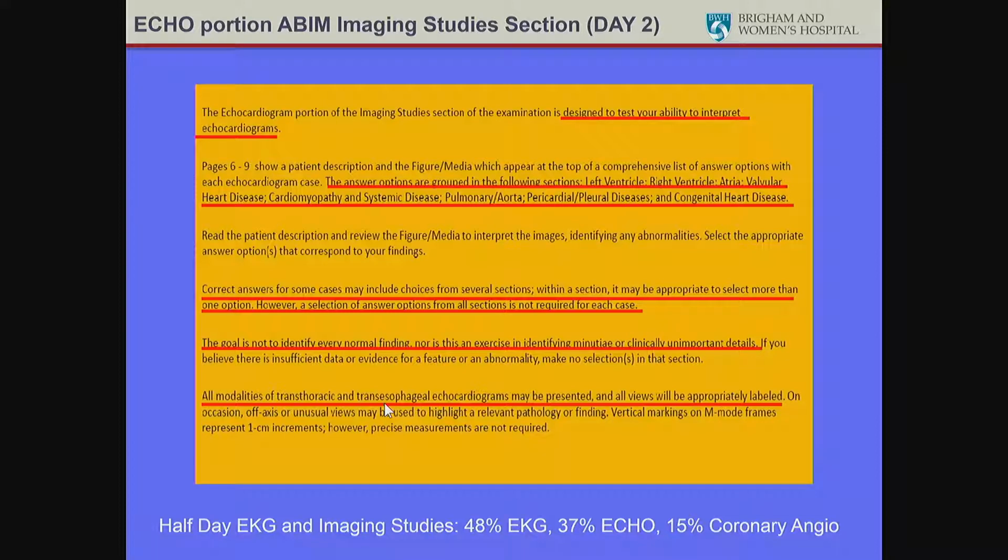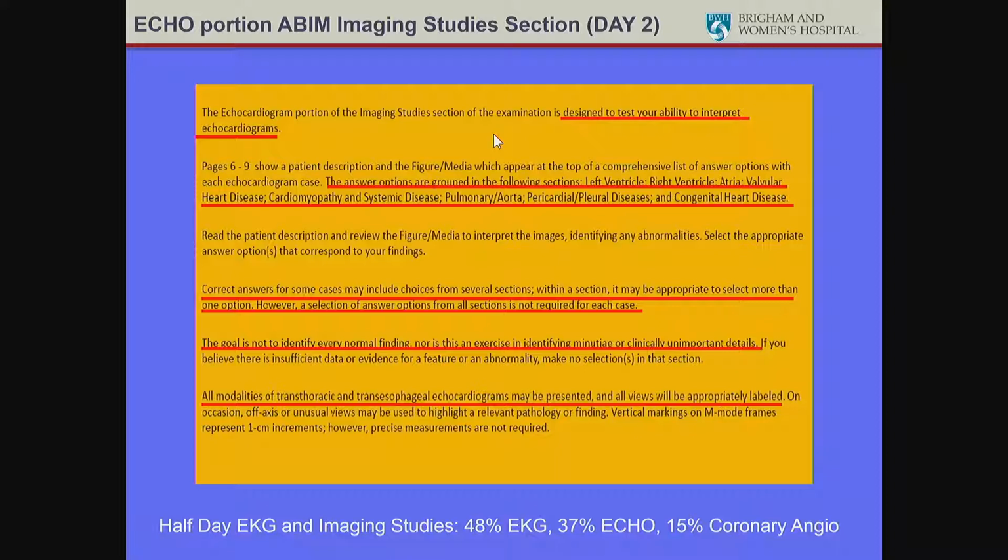Now, the echo portion of the ABIM imaging studies section consists of a half day on day 2. It comprises 48% EKG questions, 37% echocardiography questions, and 15% coronary angiography questions. And this information is taken directly from the ABIM cardiology board exam website.